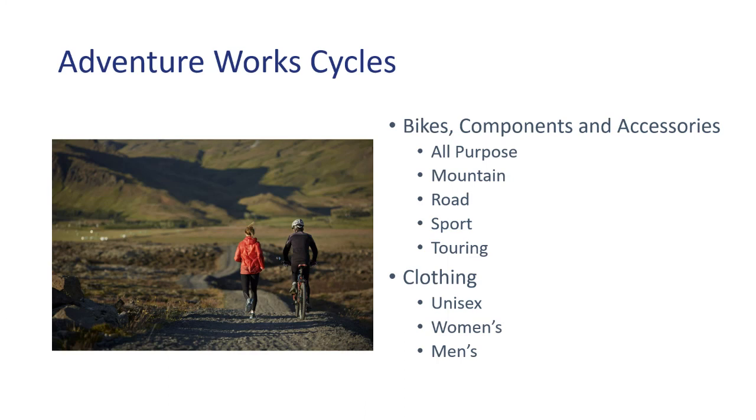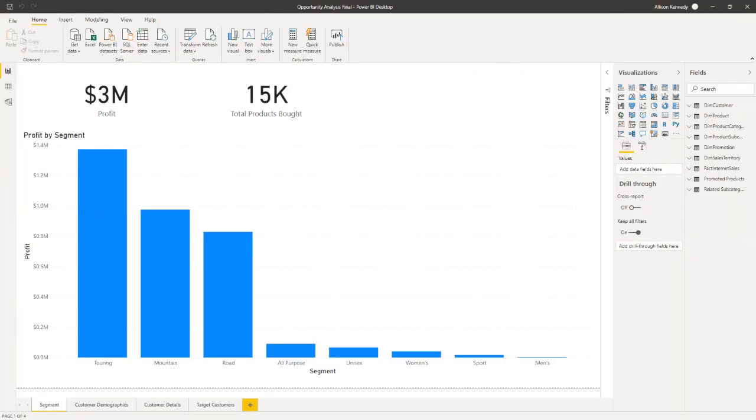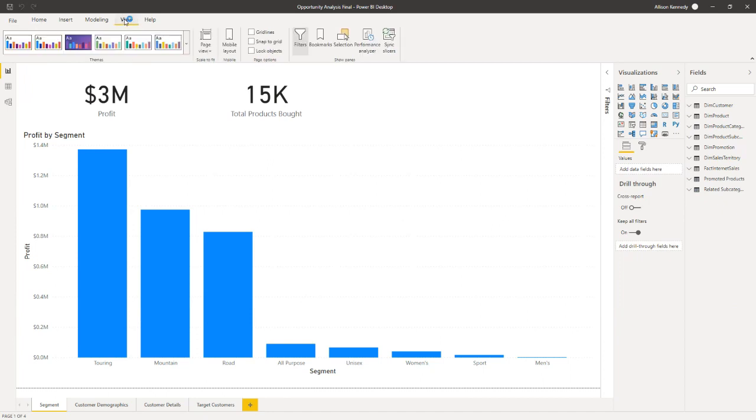So before I show you how to create the report, I'm going to start with an existing Power BI report and have a look at the data and what we've got going on. So here you'll see those segments that we've got, and you can see the unisex, the women's, and the men's clothing segments down here, along with our bikes and components and accessories interspersed throughout. I've got a graph here showing the profit by segment.